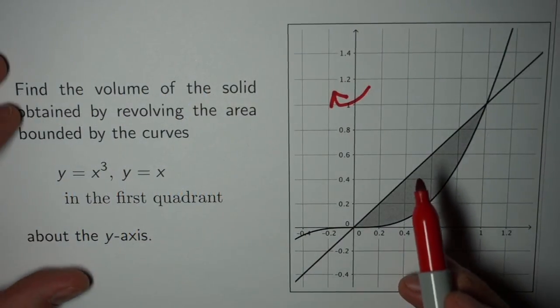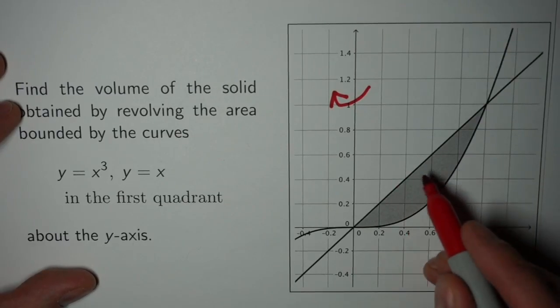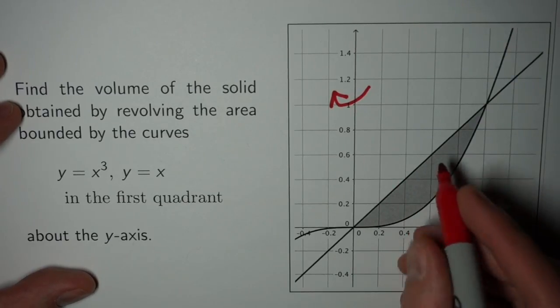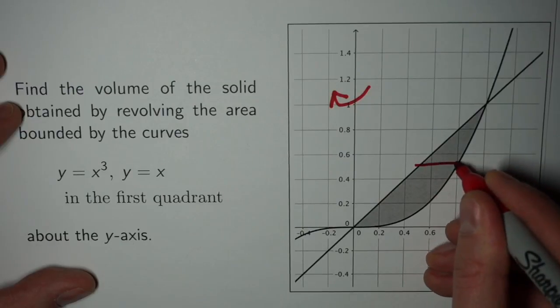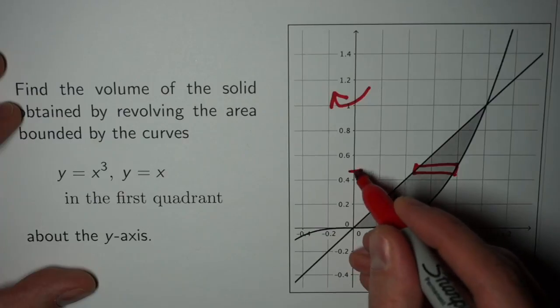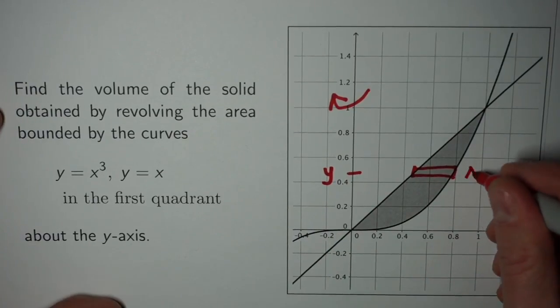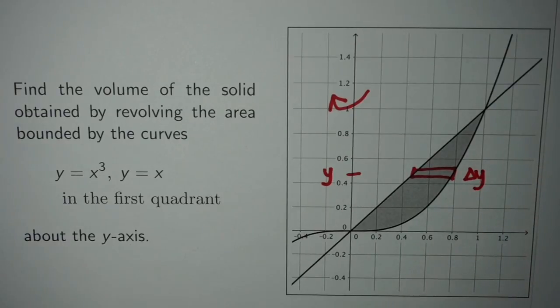When we draw our elements, we have two options of how they go, either parallel to the axis of rotation or perpendicular to the axis. The first one we're going to do is perpendicular to the axis. This is going to lead to a disk or a washer. So for each y between 0 and 1, in this case, we have a rectangle of width y.